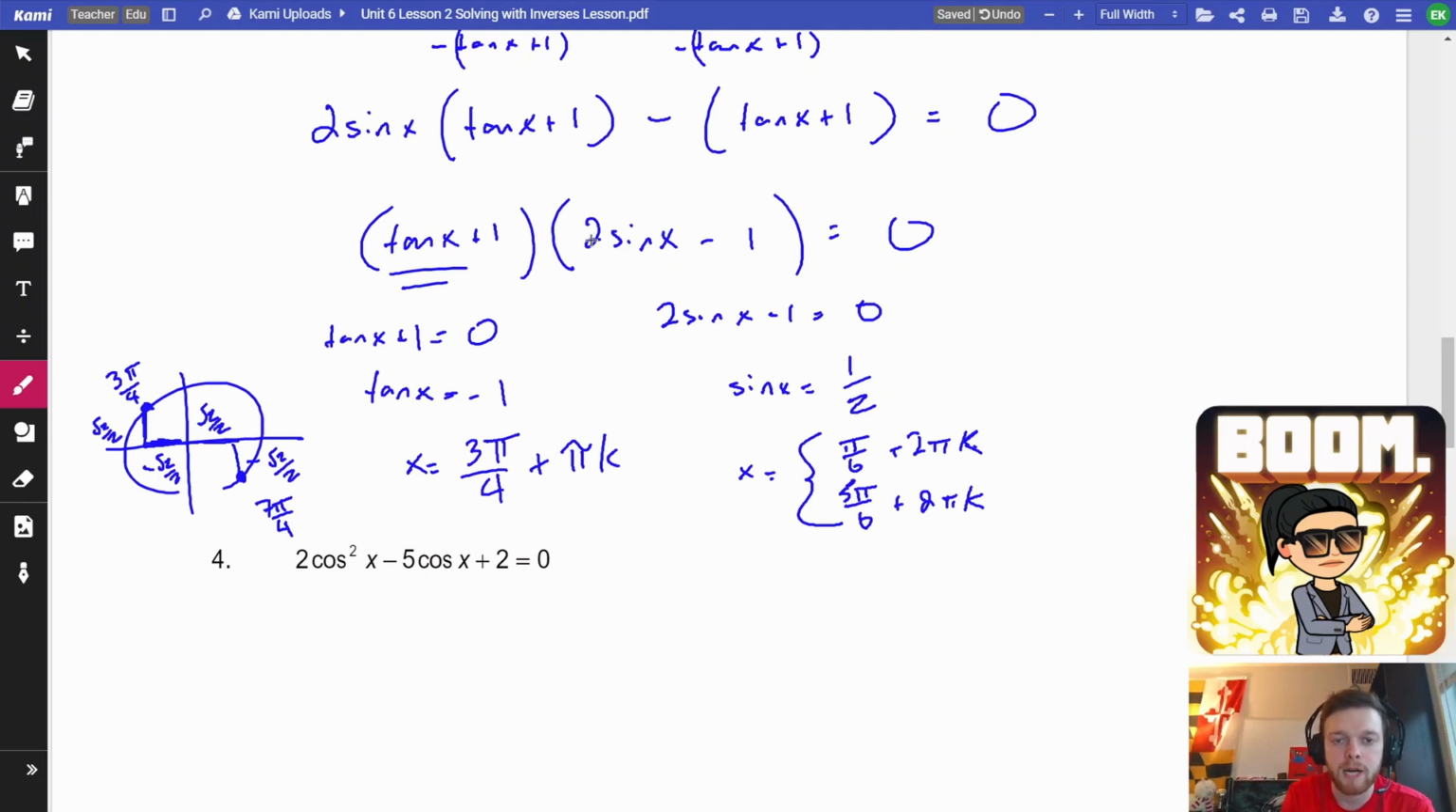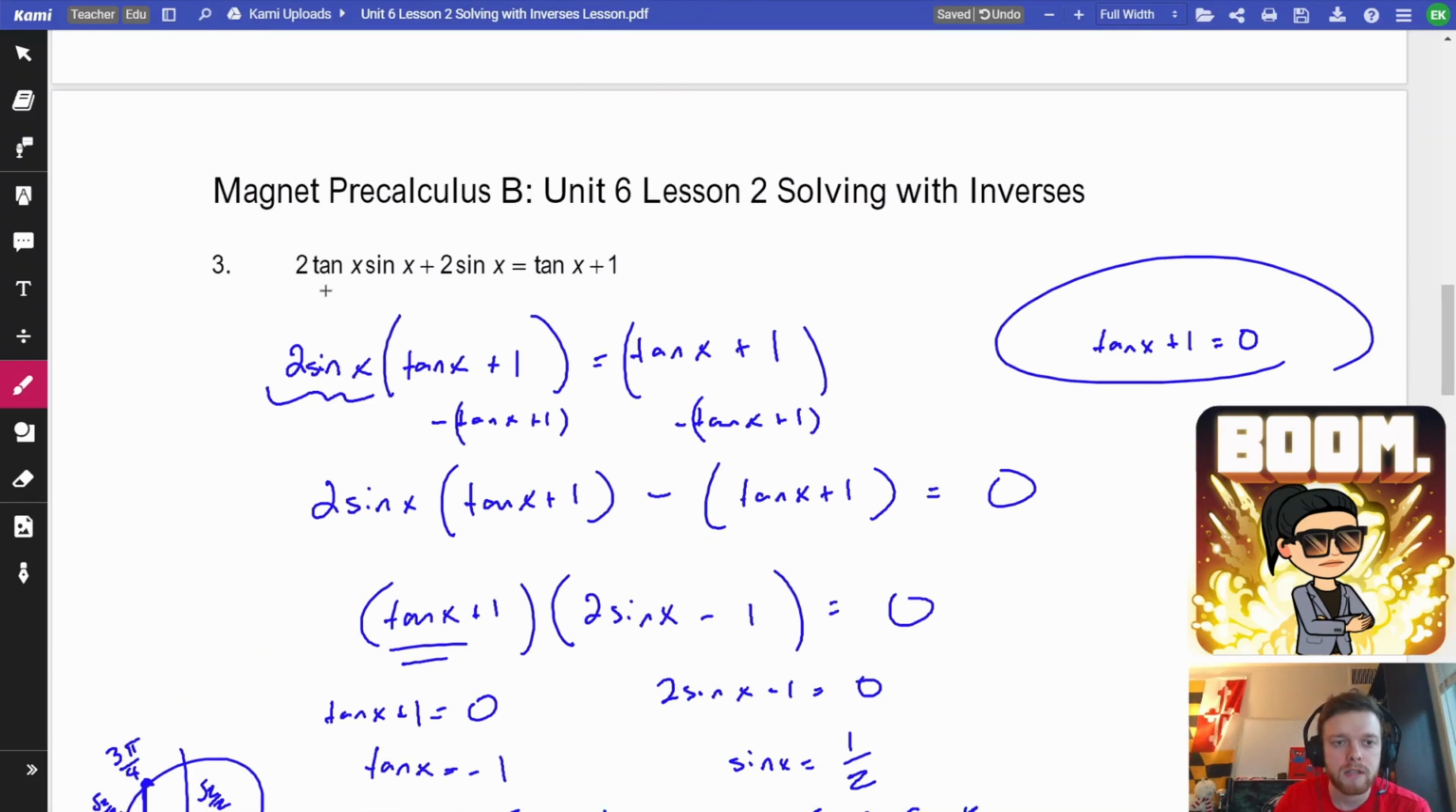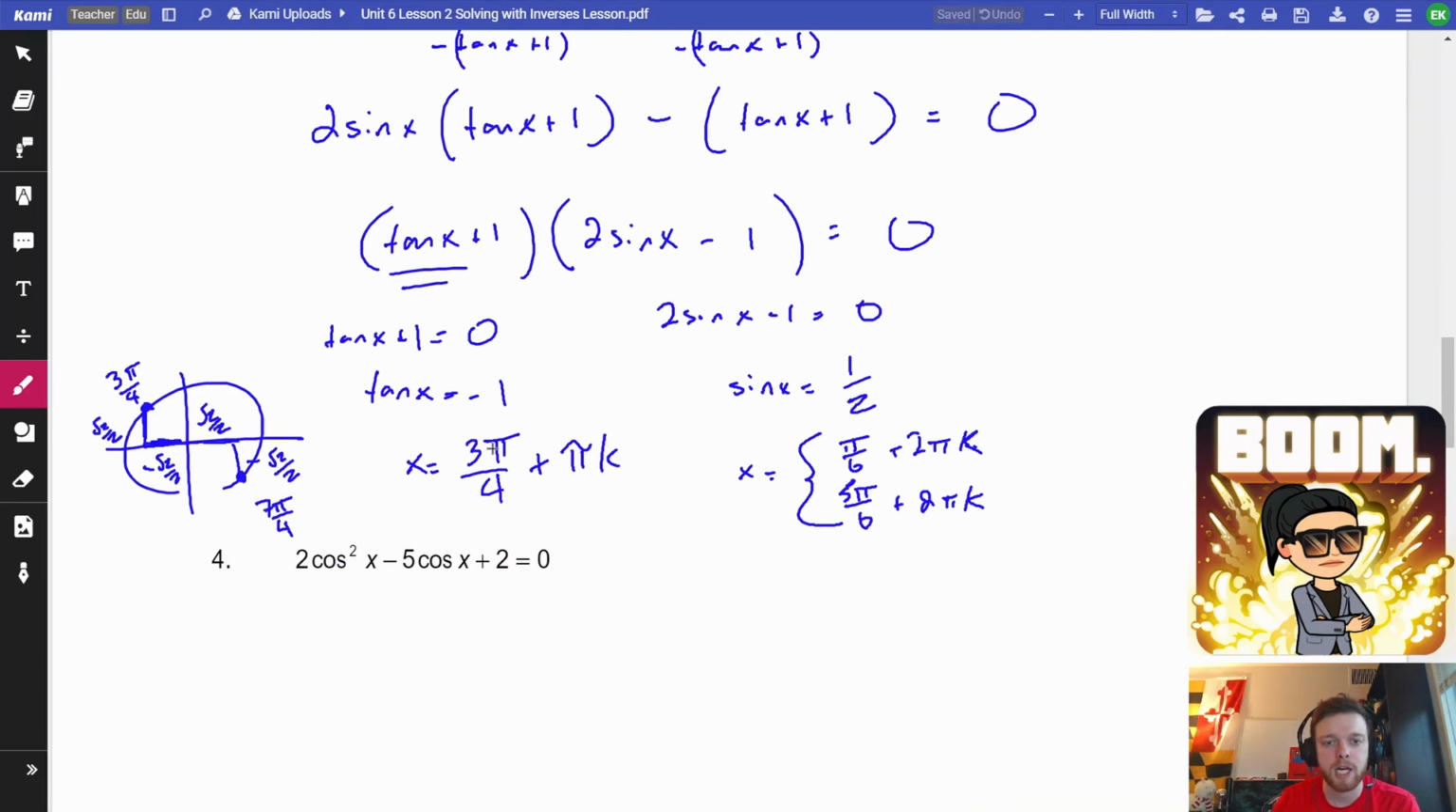And the 3 pi over 4 has multiples of pi. The pi over 6 has multiples of 2 pi. And the 5 pi over 6 is multiple of 2 pi. Right. I'm not going to do it in this video. I'm just not set up to do it. But if you go to Desmos and you graph this left-hand side and you graph the right-hand side, they will intersect at 3 pi over 4 plus pi k and pi over 6 and 5 pi over 6.